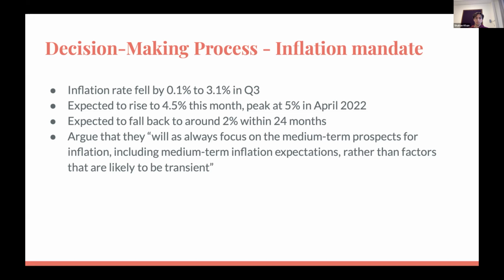And they argue that the unprecedented supply and demand shocks due to COVID necessitate this deviation from the target, and that they will always focus on the medium-term prospects for inflation, including medium-term expectations, rather than factors that are likely to be transient. And this led them to take the decision to maintain looser monetary policy, which will be discussed further by Andy in final decisions.